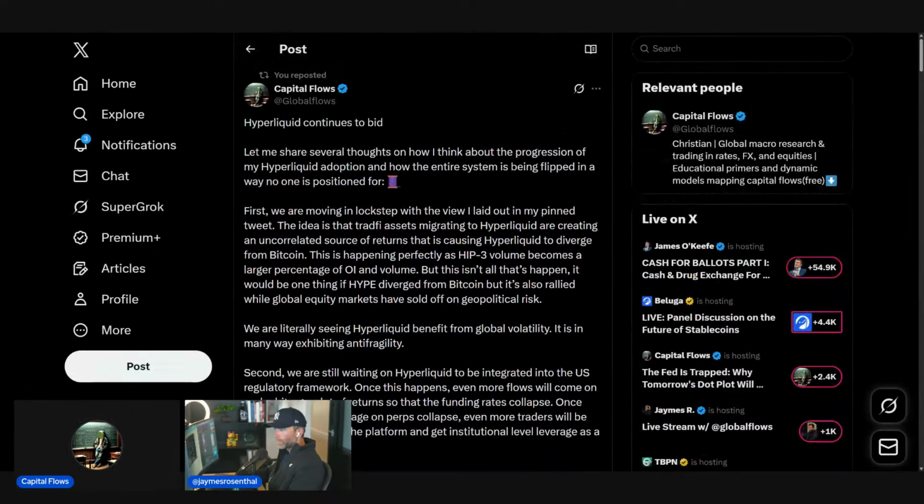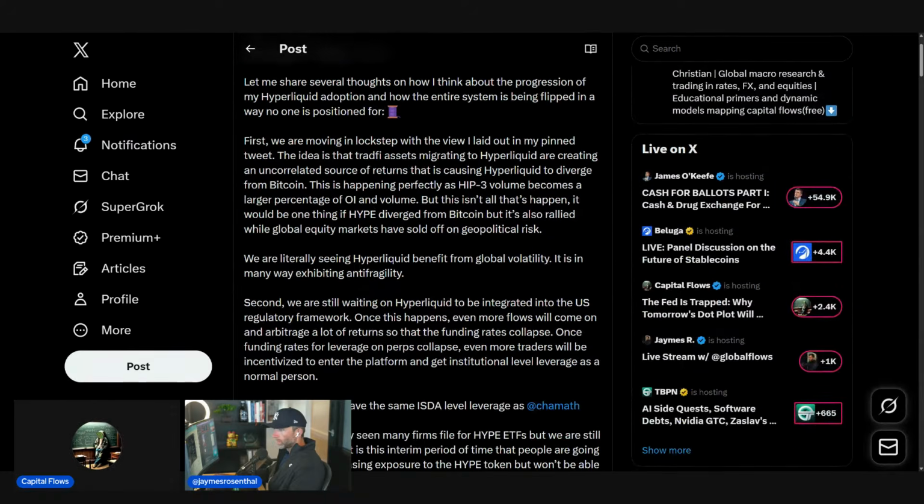So here, this was the tweet that I shared yesterday, and I shared several thoughts. I started with, we're moving in lockstep with the view I laid out. Pin tweet, I'm long perp, everyone knows that. The idea that TradFi assets migrating to Hyperliquid are creating an uncorrelated source of returns that is causing Hyperliquid to diverge from Bitcoin. This is happening. I laid that out before it actually happened, right? We did multiple streams and videos on that idea. This is happening perfectly as HIP-3 volume becomes a larger percentage of open interest and volume.